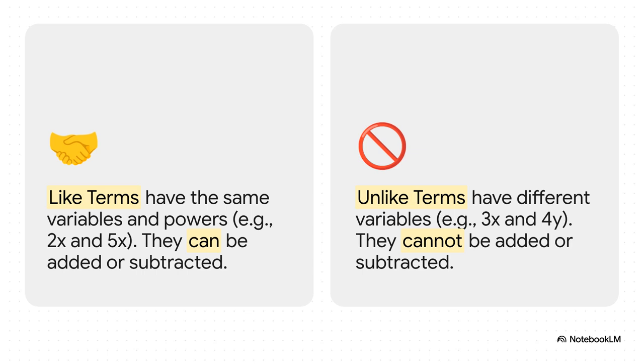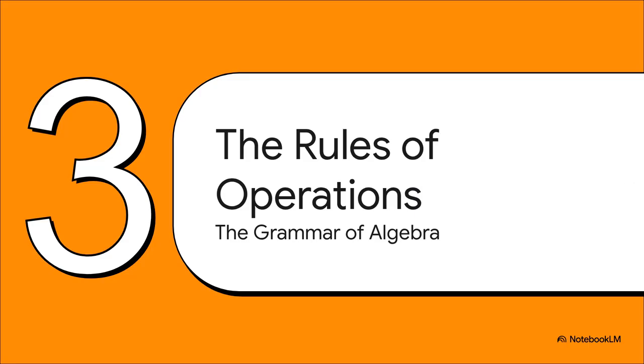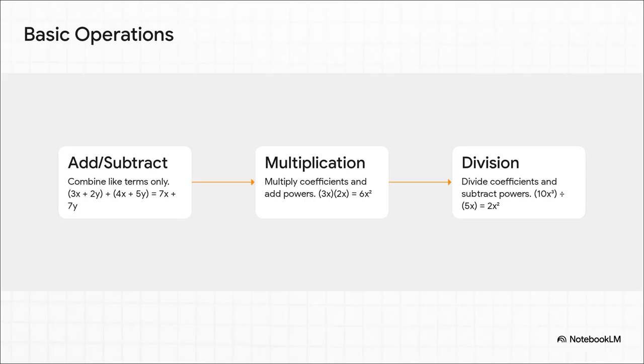You can only, and I mean only, add or subtract terms that are in the same family. And that rule leads us perfectly into section 3, the rules of operations. So if expressions are our sentences, then these rules, this is the grammar. This tells us how to actually use those sentences correctly. The basic operations all follow these really clear patterns.